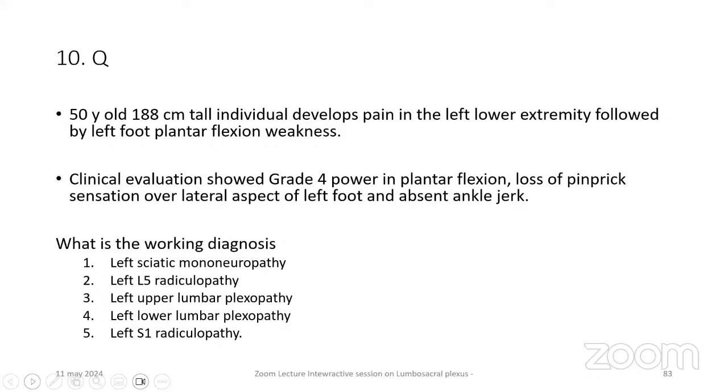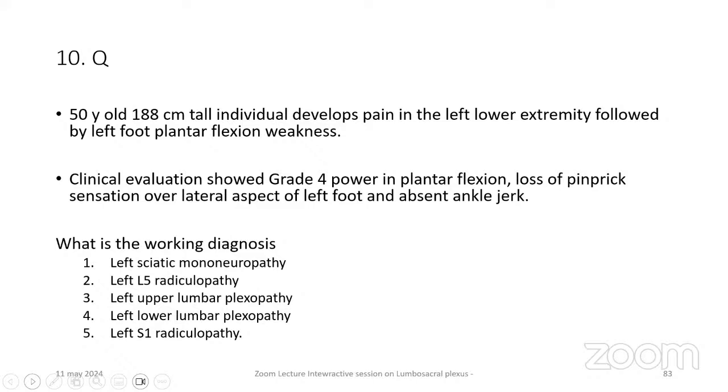Sciatic mononeuropathy, L5 radiculopathy, left upper lumbar plexopathy, lower lumbar plexopathy, S1 radiculopathy. What do you think is there? Could be left S1 radiculopathy. S1 radiculopathy, right? So can we substantiate why it is S1 radiculopathy? The distribution of sensory loss is in the typical S1 distribution.